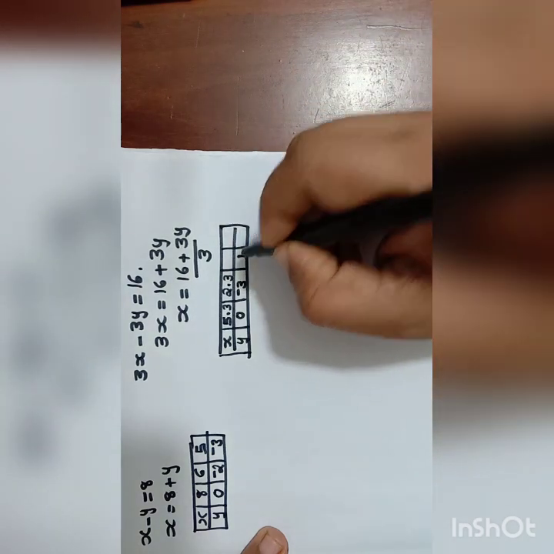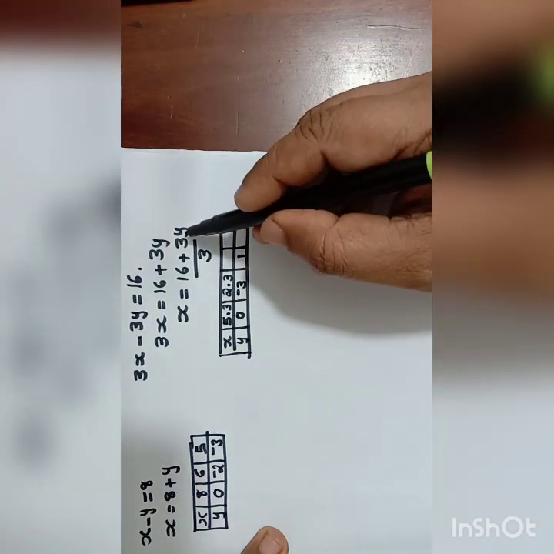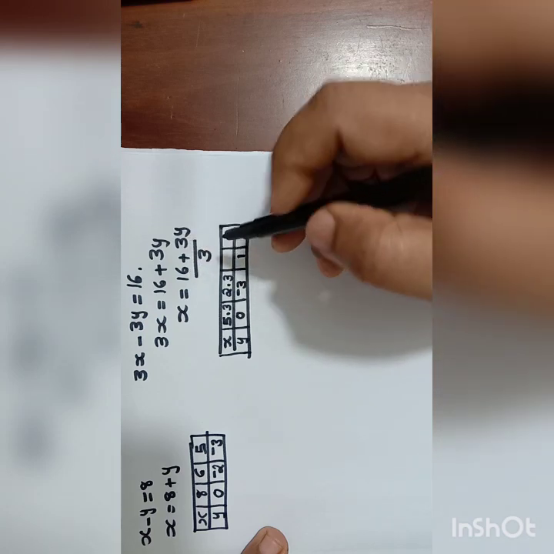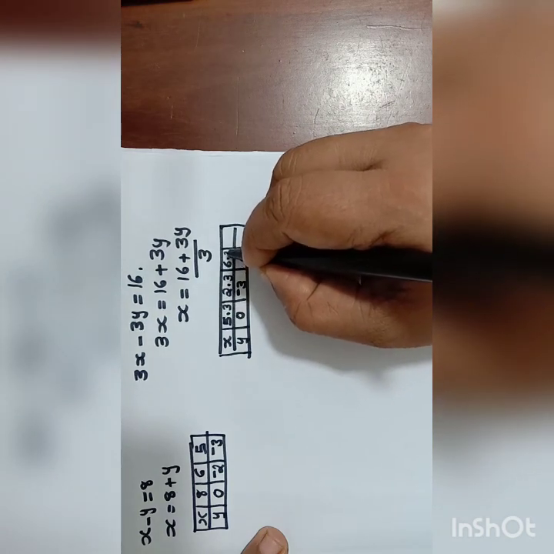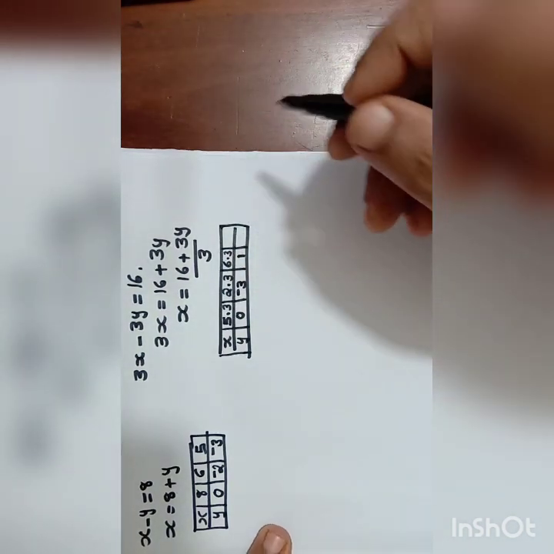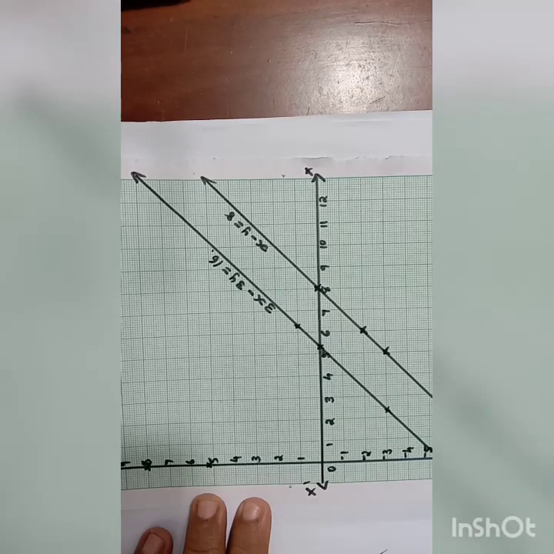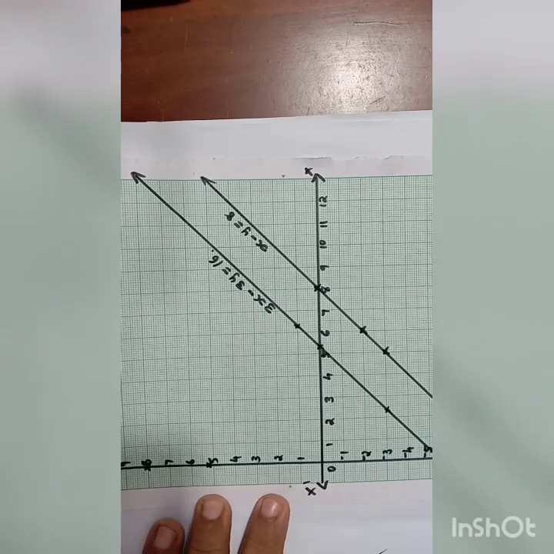Next, if you choose 1, what do we get? If you choose 1, 1 into 3, 3, 19. 16 plus 3 is 19 by 3. We have 19 by 3 as 6.3. We need only 3 points. Let us draw the graph of this. Based on the equation, this is how we are drawing the graph.